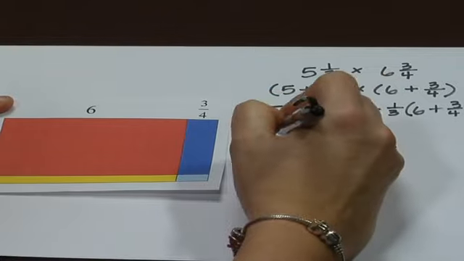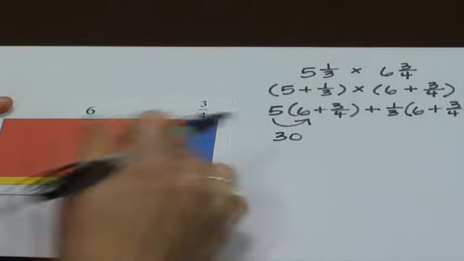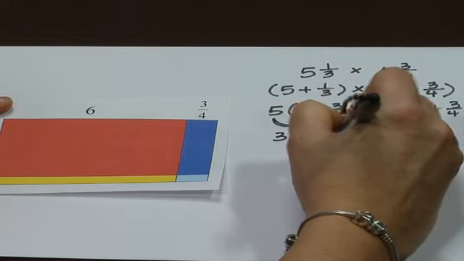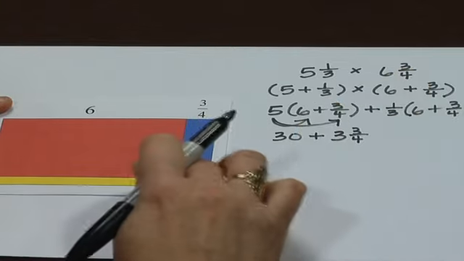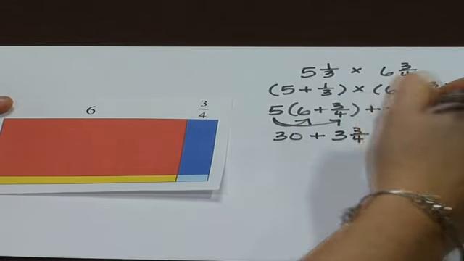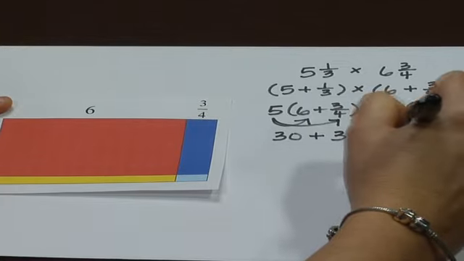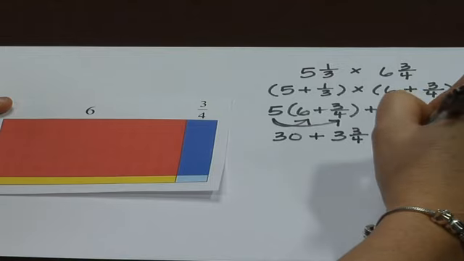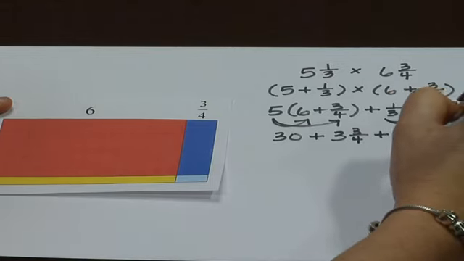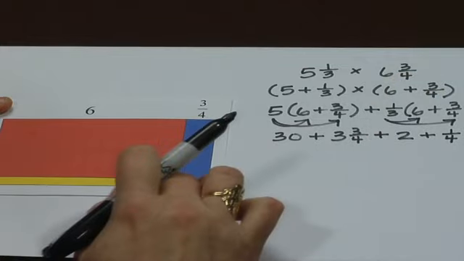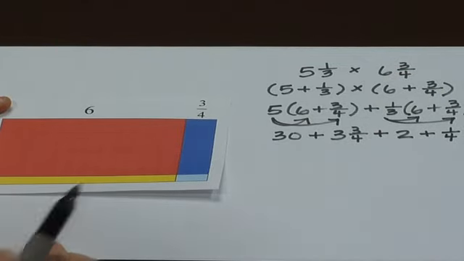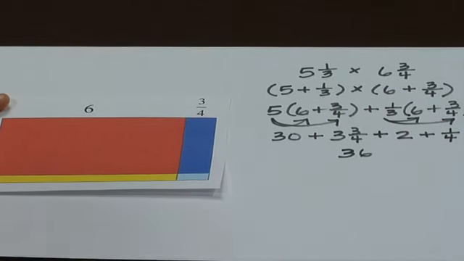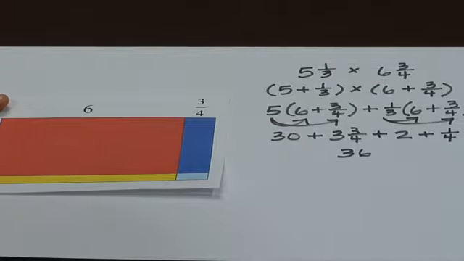5 times 6 gives us 30, which is represented by the red rectangle. 5 times 3/4 gives us 3 3/4, which is represented by the royal blue. 1/3 times 6 gives us 2, which is represented by the yellow rectangle. And finally, 1/3 times 3/4 will give us 1/4, the light blue in the corner. The total of these four is 36, for the product of 5 1/3 times 6 3/4.